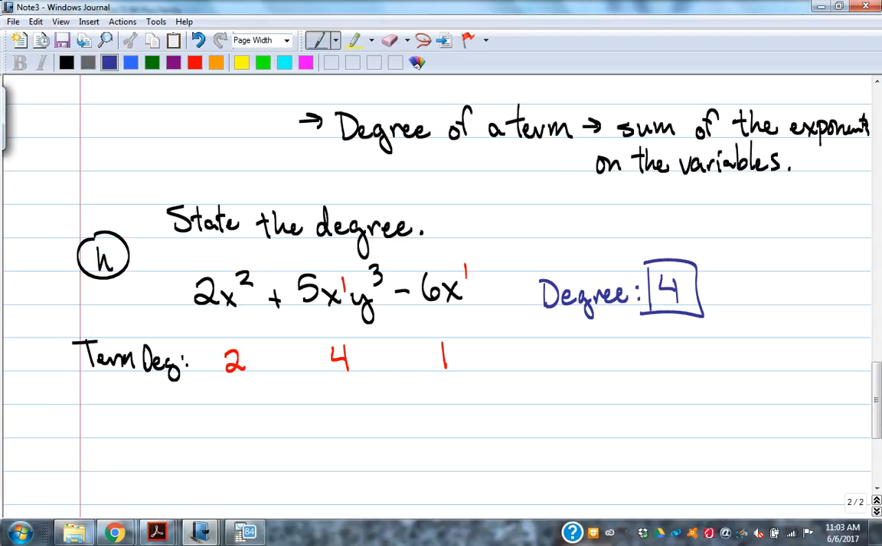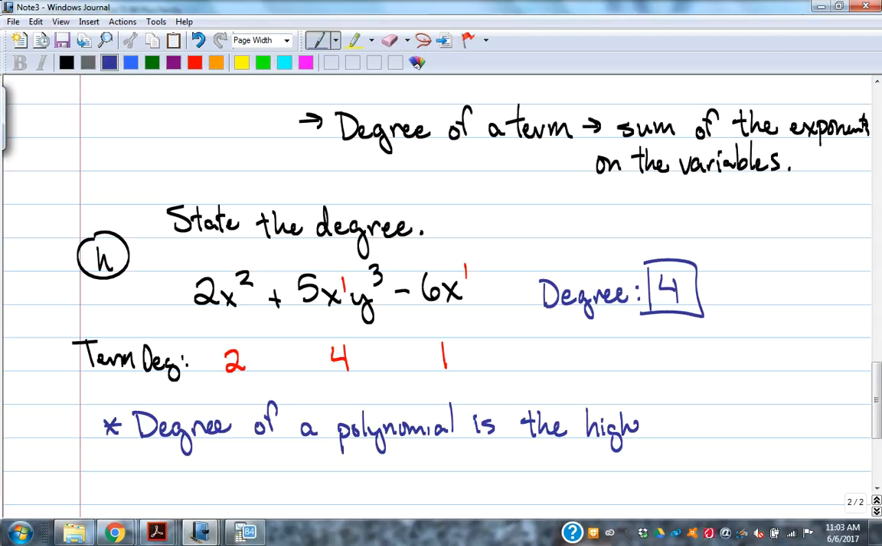So you find the degree of each term, and the degree of the polynomial is the biggest one. That's it. It really is that easy to find the degree of a polynomial. Take the biggest one. Okay, so maybe write that down: the degree of a polynomial is the highest term degree.